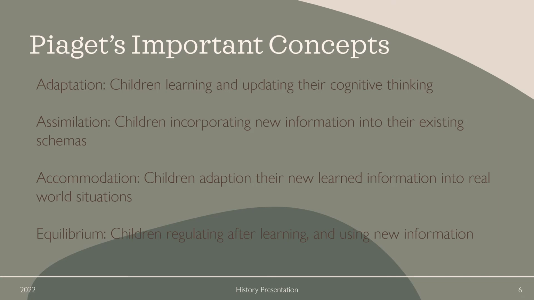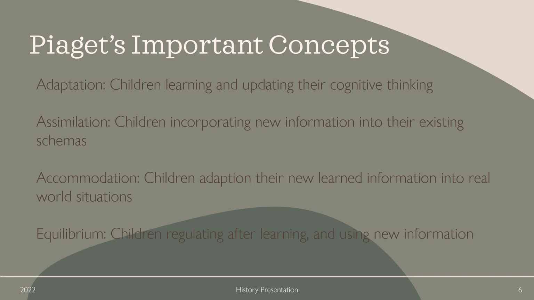So next are Jean Piaget's important concepts. He had 4 of these important concepts. The first one is adaptation, which means children are learning and updating their cognitive thinking. This means that children have schemas, he says. They are learning one thing, doing it over and over and over, and then they learn something new.